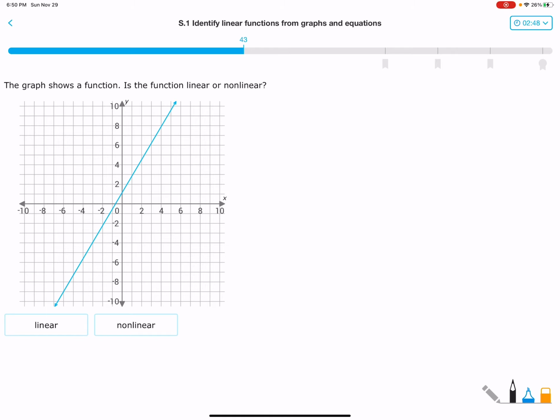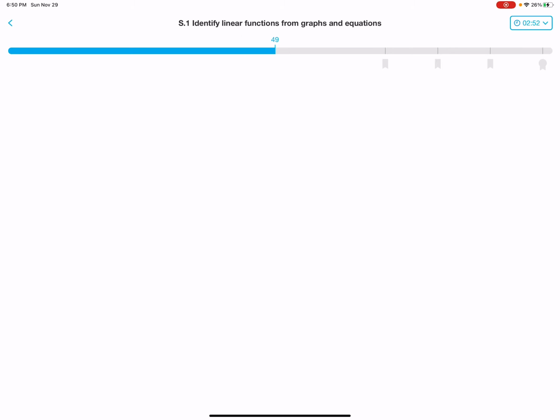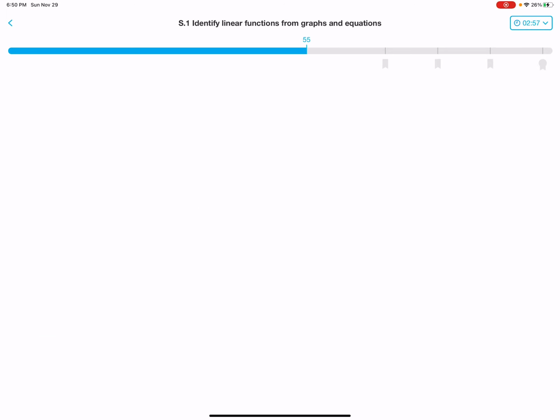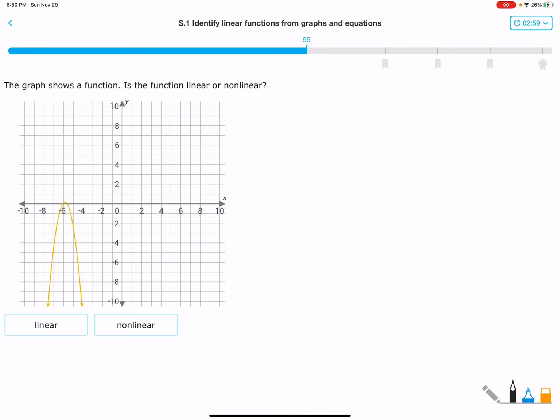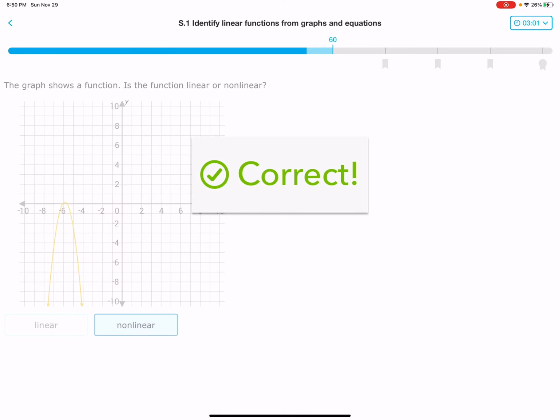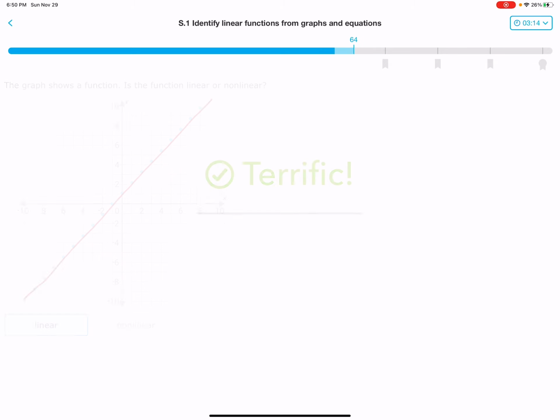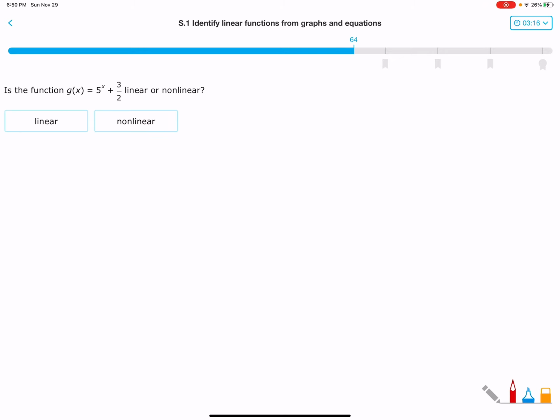So we kind of get it. This is kind of how you do it, right? Linear, non-linear, non-linear. See, even if it's dotted, it's still shaped as a line. We can see that if we connect the dots, it's still a line. So it is linear. Same slope, right?